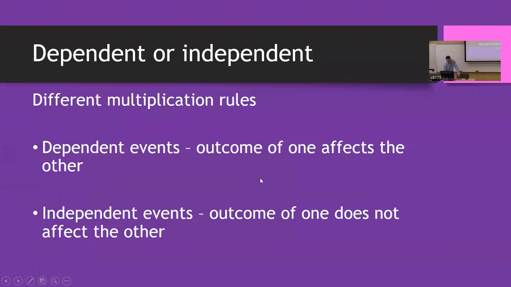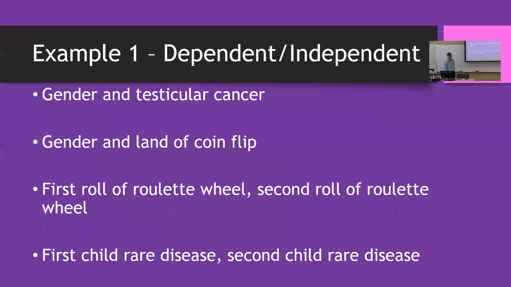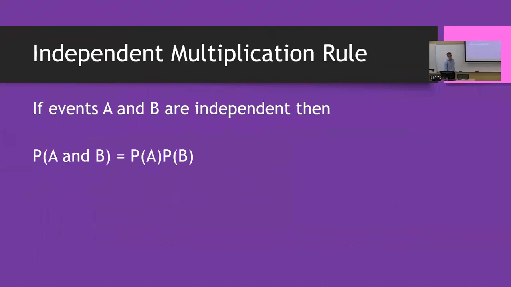So, as a reminder, last time we were dealing with dependent versus independent events. The dependent ones are the ones that affect each other. The independent ones are the ones that don't affect each other. You guys remember doing this from last time? And so we said if we have independent events, then the probability of A and B both happening is simply the probability of A multiplied times the probability of B.